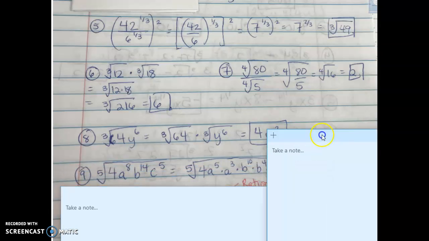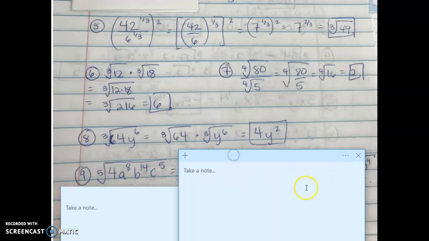For number 9, we're going to make it a little bit more difficult. It won't be nearly as easy. So we have the 5th root of 4 times a to the 8th, b to the 14th, times c to the 5th.